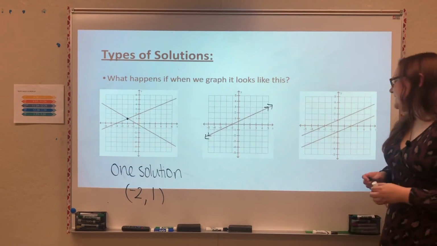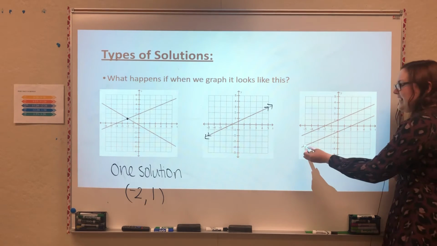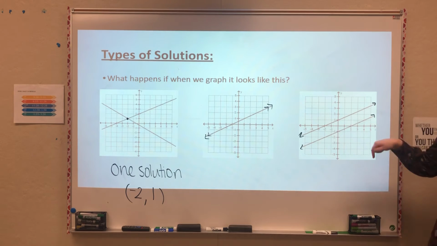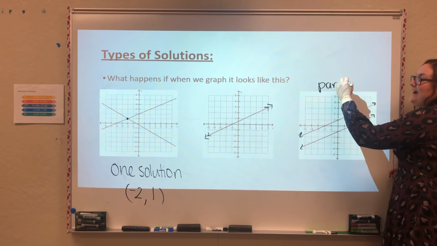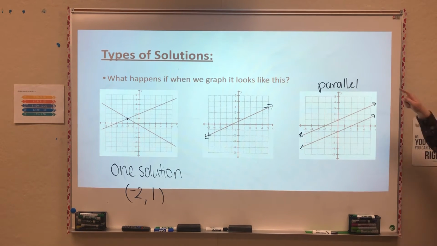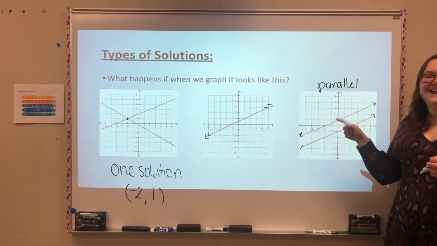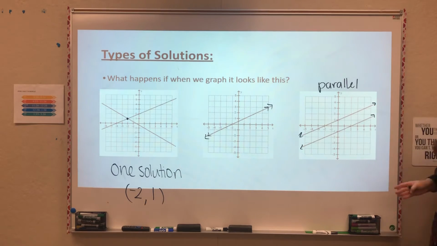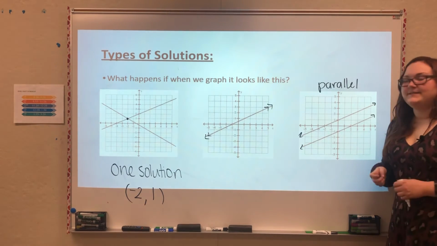Looking at this system, I've got 2 lines, but how could I describe these 2 lines? Well, these 2 lines are going the same direction. They are parallel lines. Parallel lines are lines that go the same direction. Parallel lines are lines that never intersect. Because they're going the same direction, they're never going to cross paths.